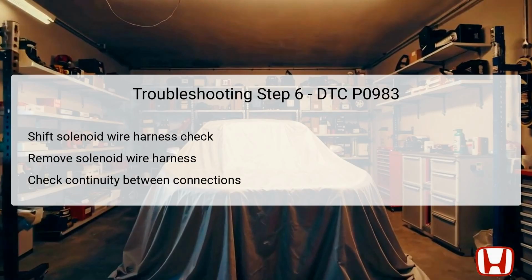Step 6 focuses on examining the shift solenoid wire harness for continuity issues. Remove the shift solenoid wire harness completely to ensure accurate testing. As with previous tests, ensure that the ignition remains in the lock position before proceeding. Using a multimeter, check continuity between defined test points across the wire harness connections.